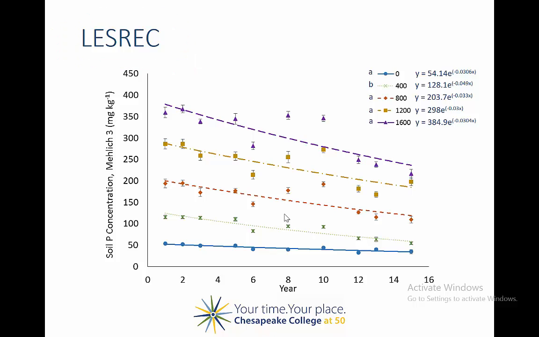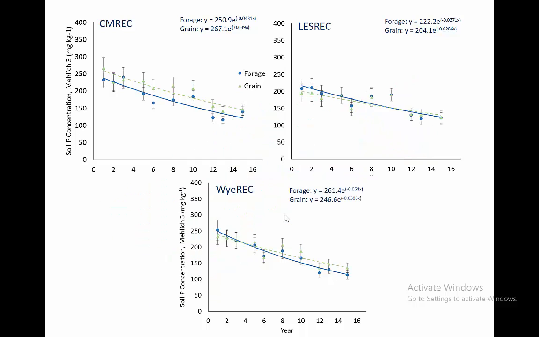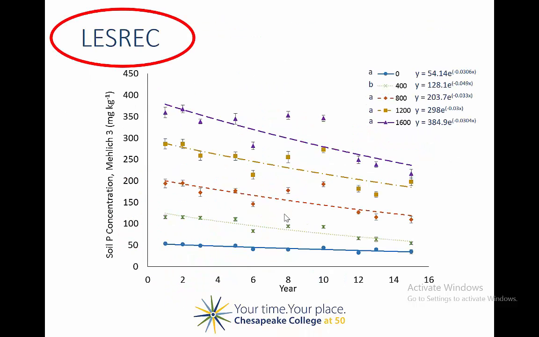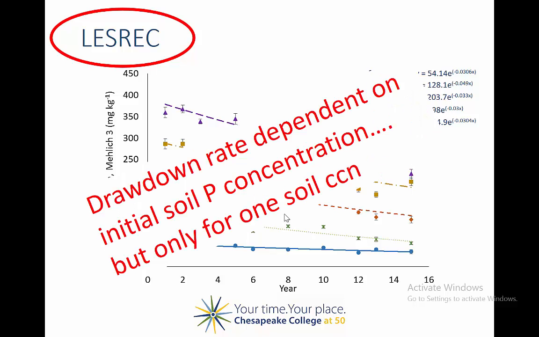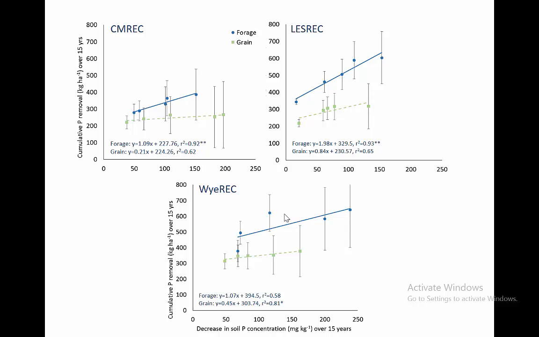So up until this point, what I'm telling you is that at one location it was important. One location, and we only saw a difference in the first manure treatment that was not control. Drawdown rate dependent on initial soil P concentration, but only for one soil concentration. Right. Next slide.